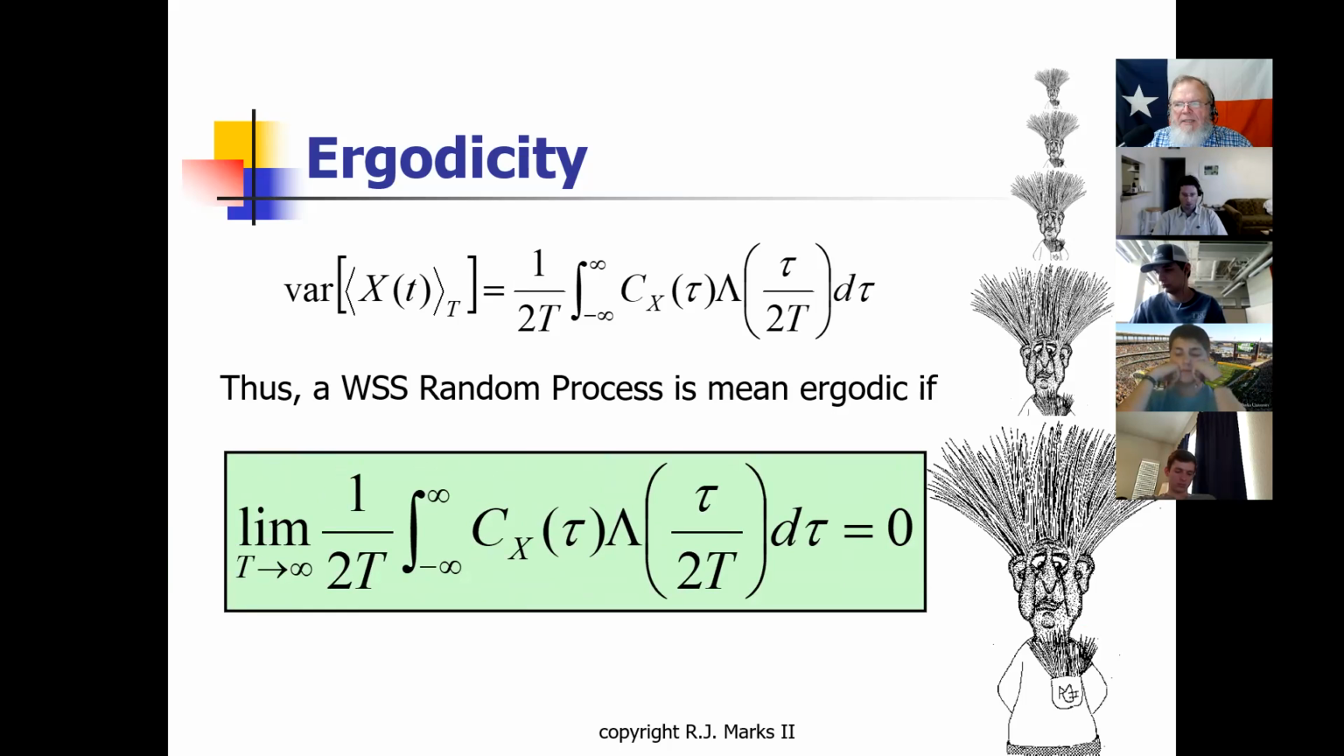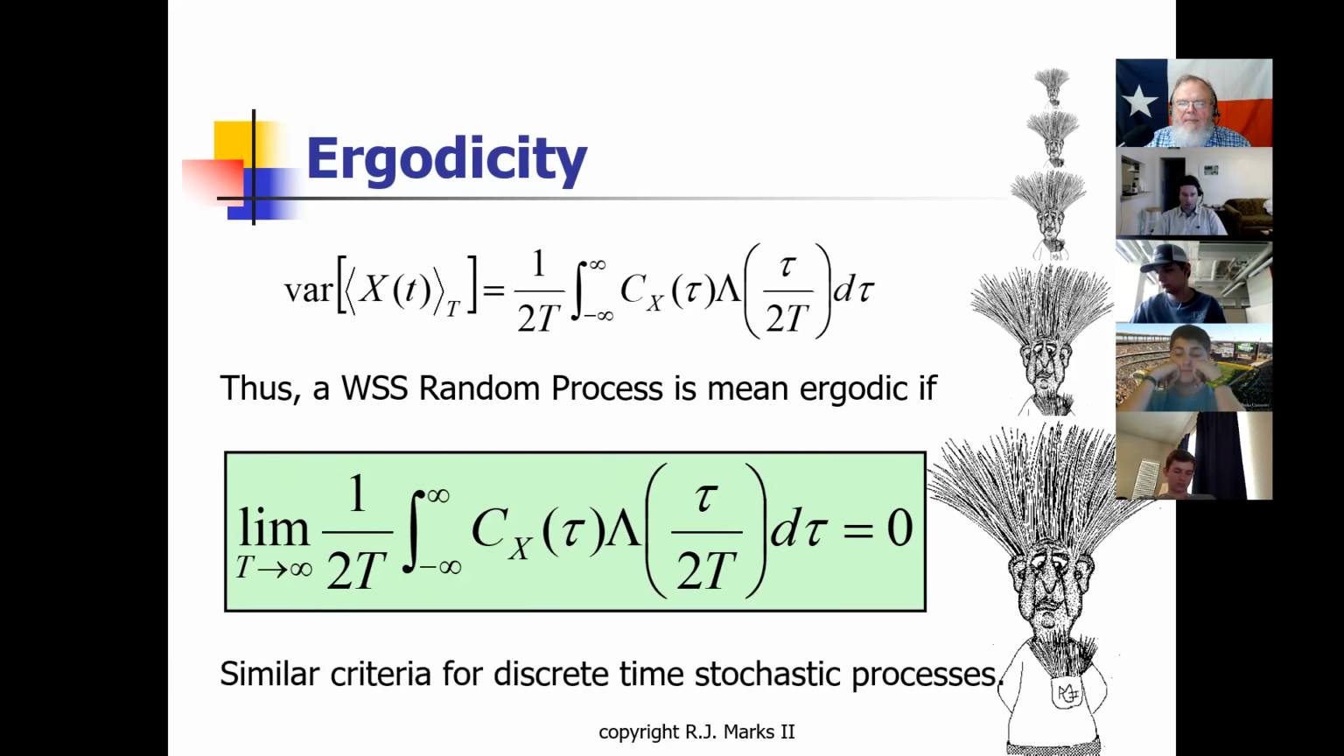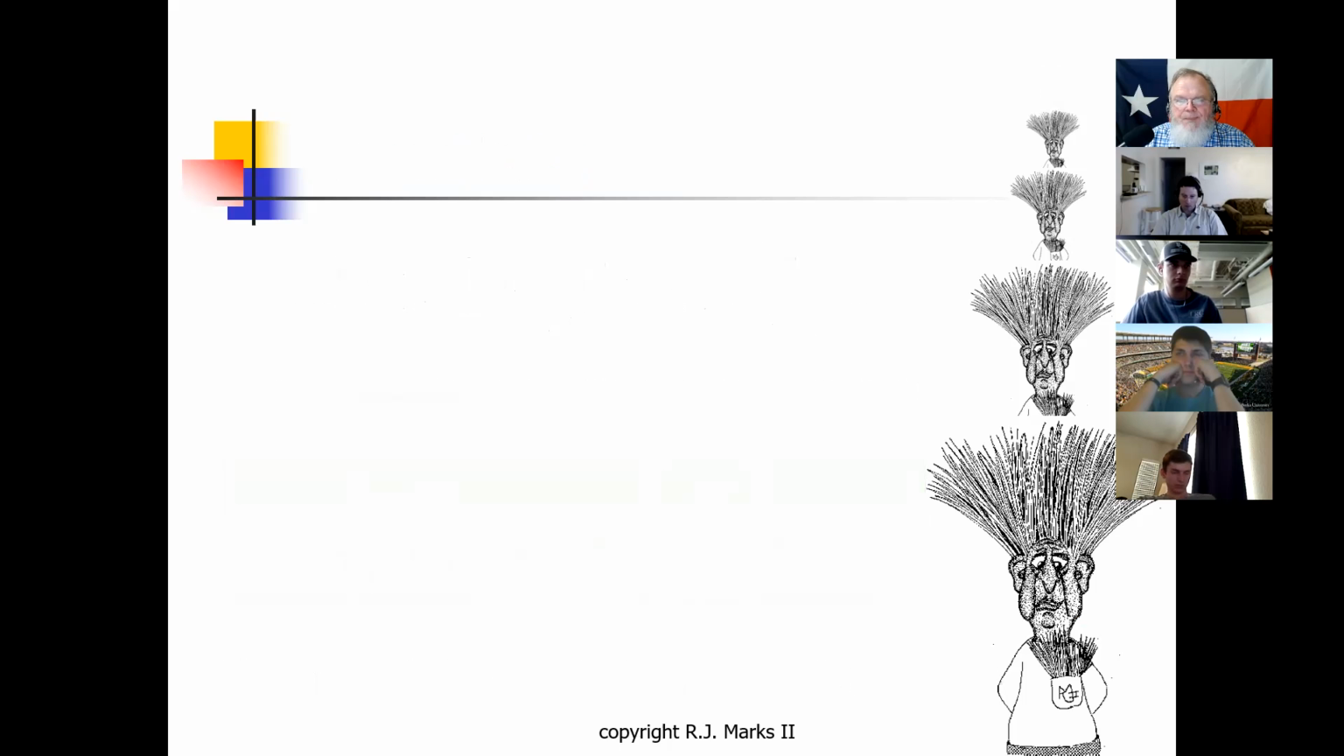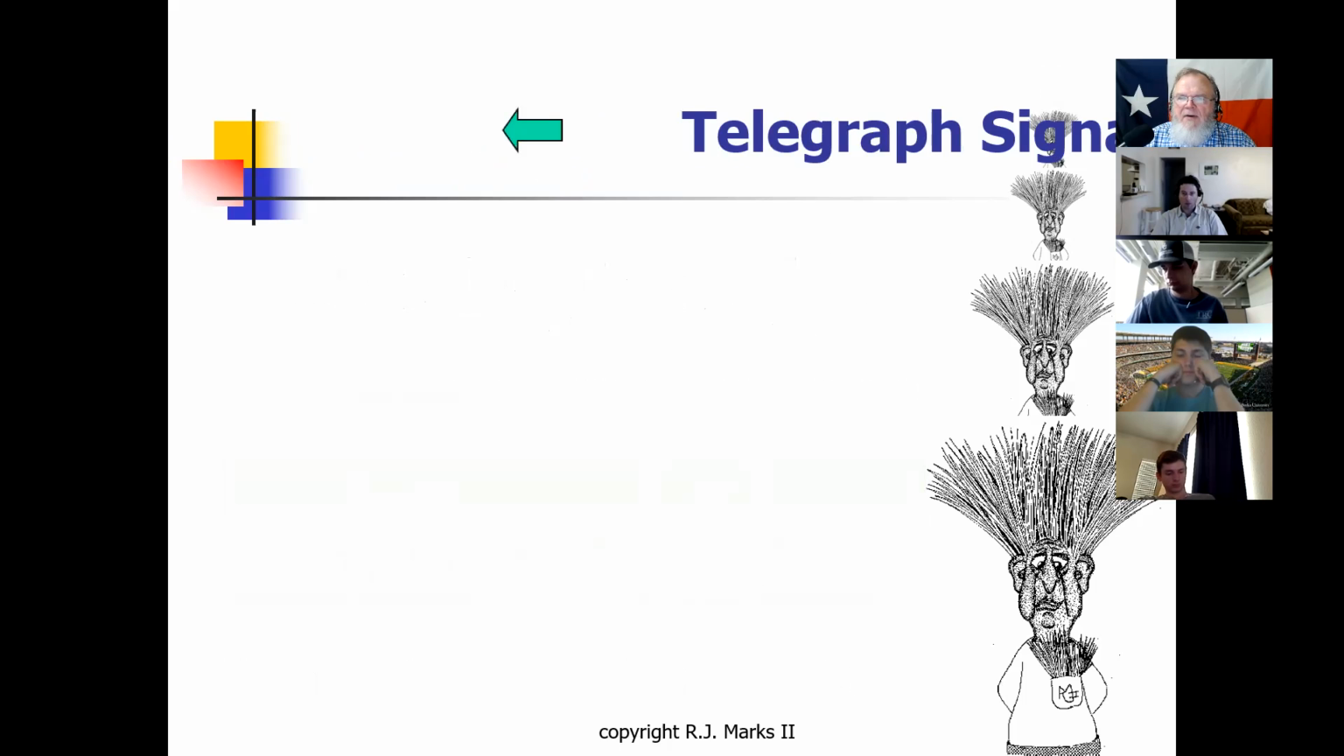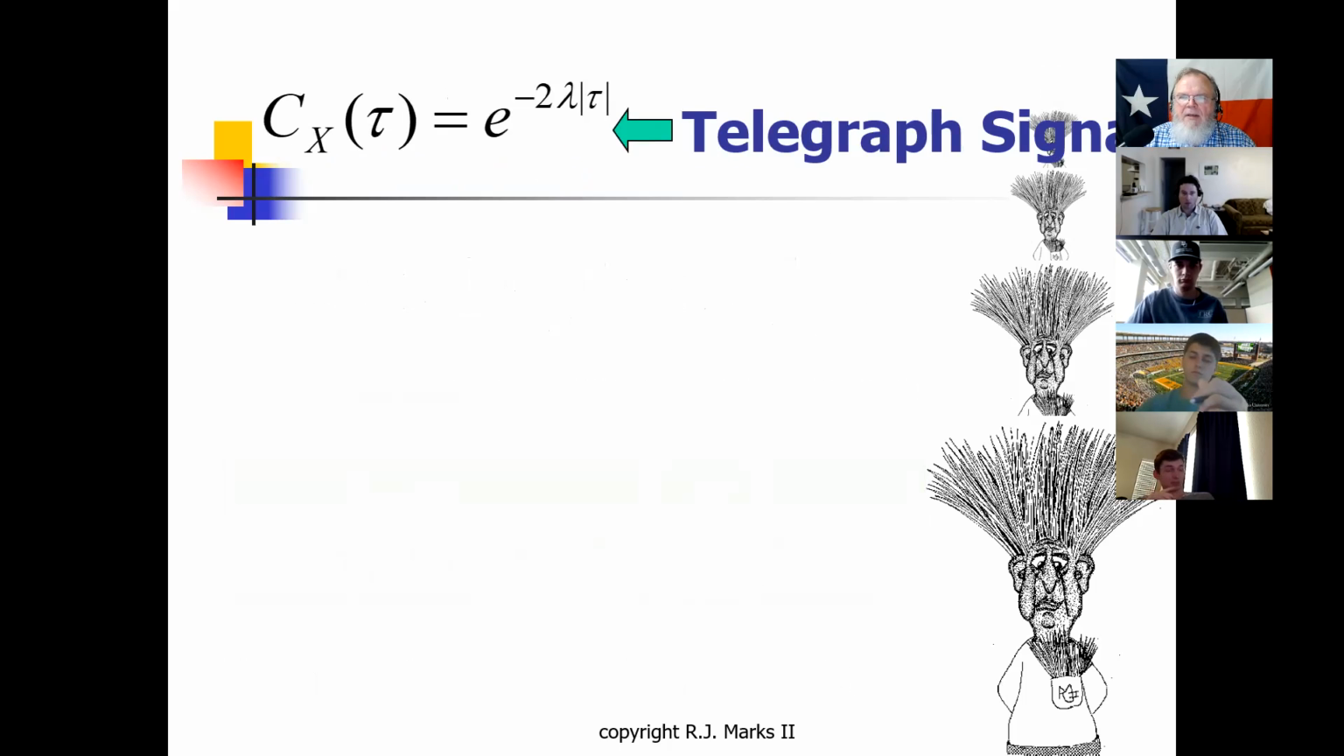So let's talk about this a little bit, and let's talk about an instantiation. I mentioned parenthetically here that the decimal criteria holds for discrete time stochastic processes. All of these things, I hope you can make the jump from continuous time to discrete time, because it's not that big of a jump, hopefully, at this point in your career. Okay, let's take a look at the telegraph signal. Do you remember the telegraph signal?